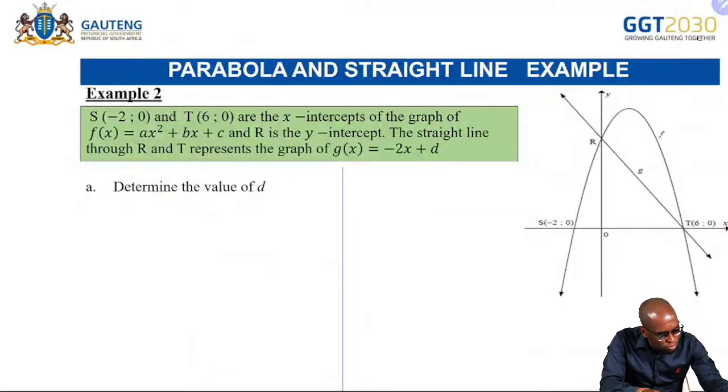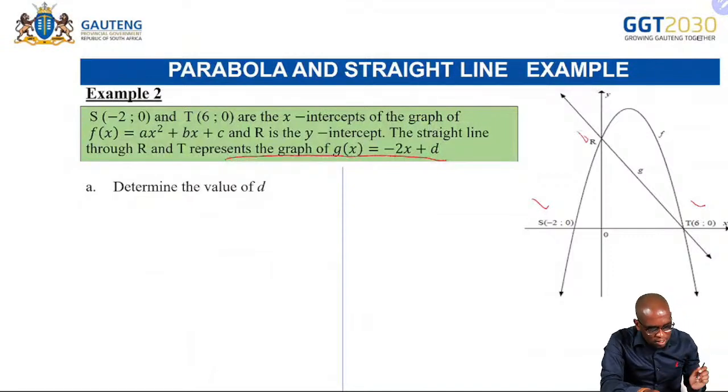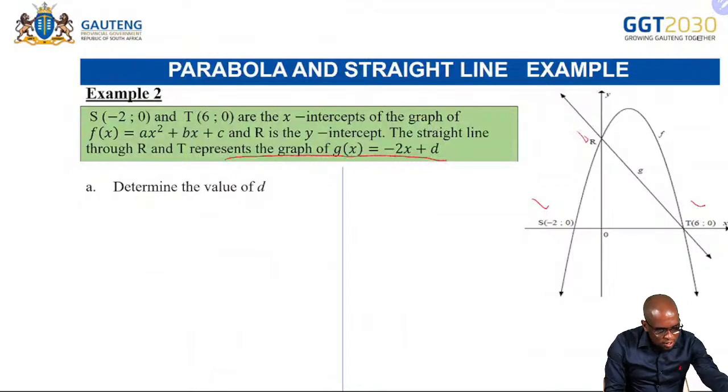Right, example 2. We are given that s is minus 2 and 0, and t is 6, the x-intercepts of the graph defined by f of x is ax squared plus bx plus c, and r is the y-intercept. You are told that this one is the y-intercept. The straight line through r and t represents the graph of g of x, which is minus 2x plus d. Now determine the value of d.